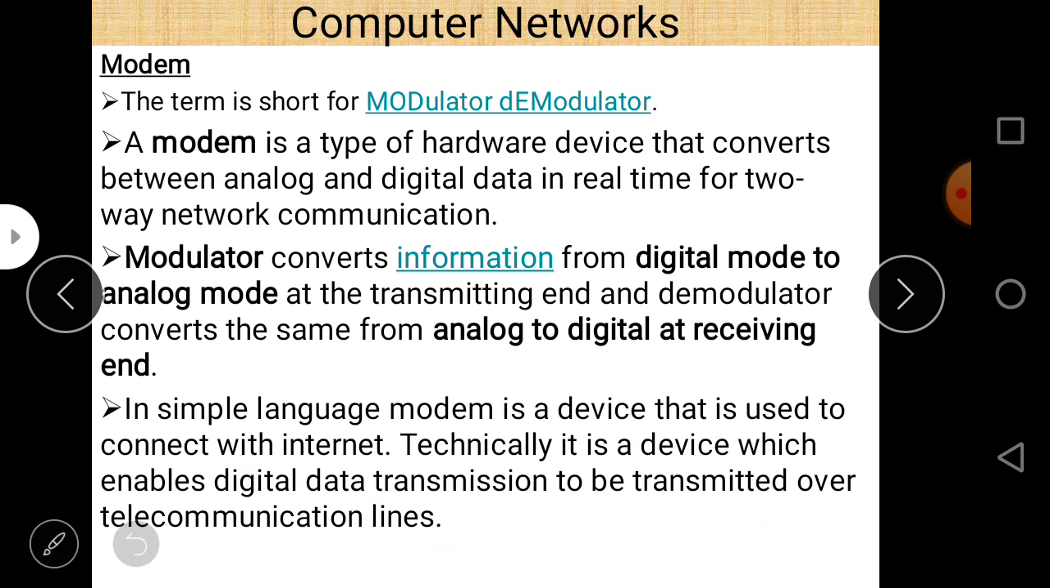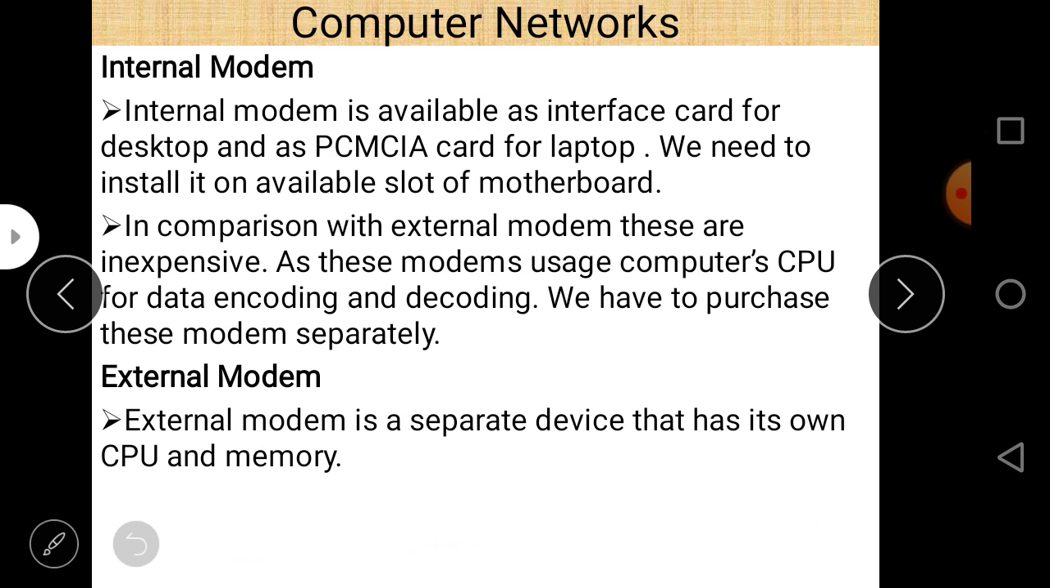Now types of modem. There are basically two types of modem: internal modem and external modem. As the name suggests, internal modem means it is a part of our system. So basically these are inbuilt. Internal modem is available as interface card for desktops and PCMCIA card for laptops. We need to install it in an available slot on the motherboard.